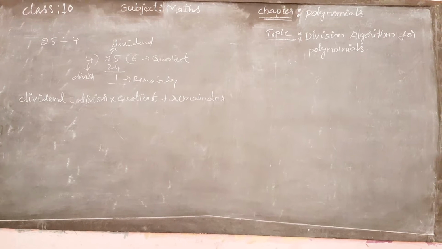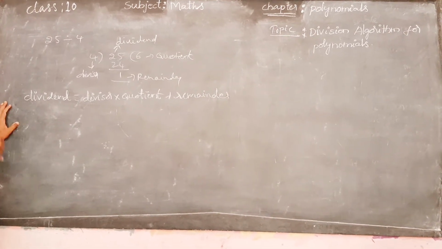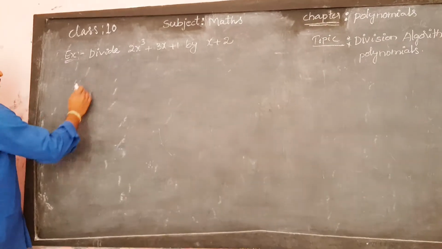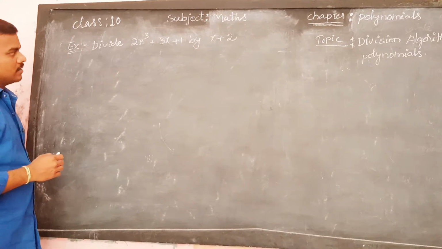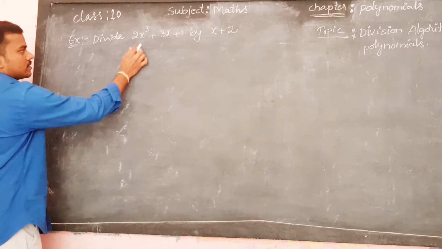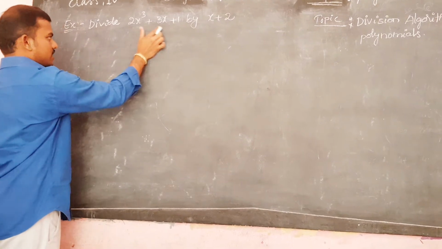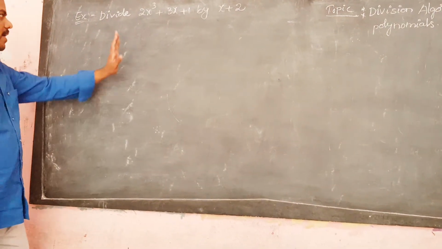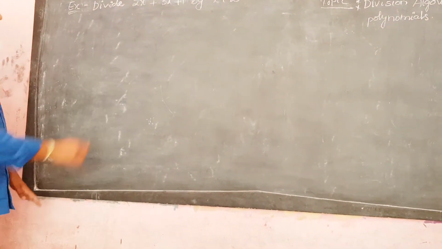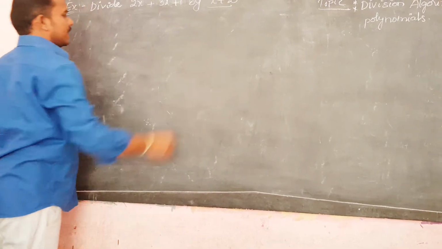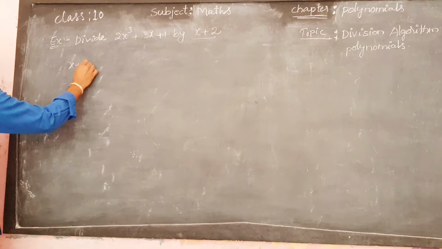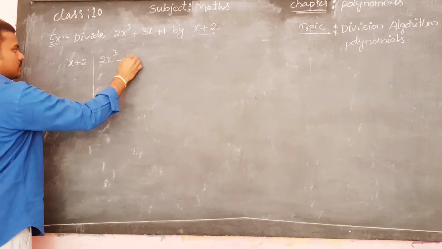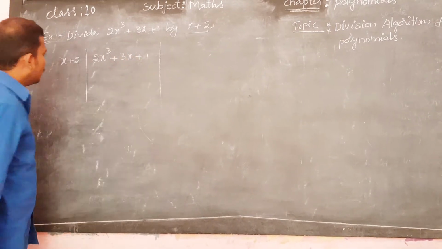Let us discuss the method to divide one polynomial by another polynomial. Consider the example: divide 2x cube plus 3x plus 1 by x plus 2. Here 2x cube plus 3x plus 1 is one polynomial and x plus 2 is another polynomial. Here x plus 2 we take as the divisor, and 2x cube plus 3x plus 1 we take as the dividend.